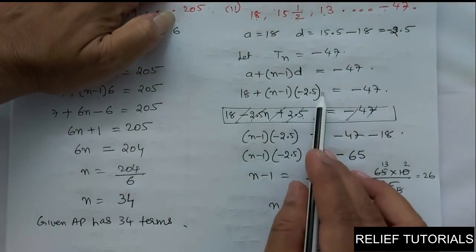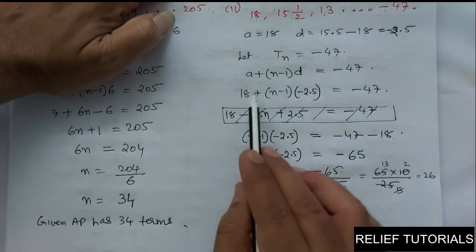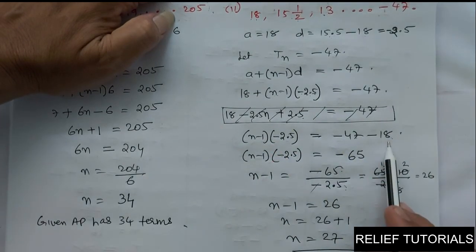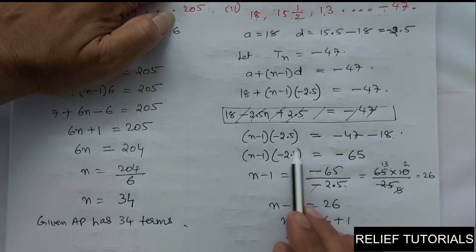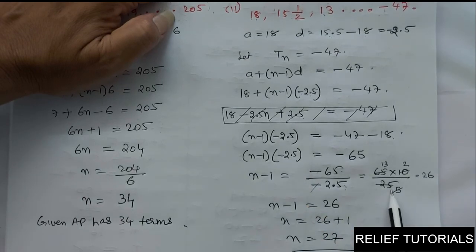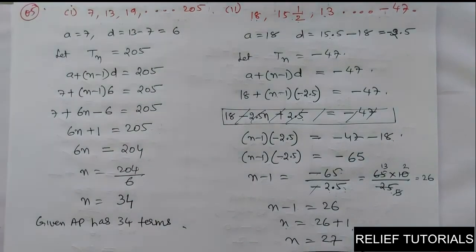Nothing, just what I have done. See here, both are in multiplication. So this plus 18 I have taken there, so it becomes minus. Now you got minus 65 equals n minus 1 into minus 2.5. Now both of them are in multiplication, so this one goes to the other side as division. Minus minus cancel. 65 upon 2.5. So in order to remove this decimal, you multiplied both numerator and denominator by 10. So you got 26. So n minus 1 is equal to 26. So n is equal to 26 plus 1. n is equal to 27. Have you got it, friends?